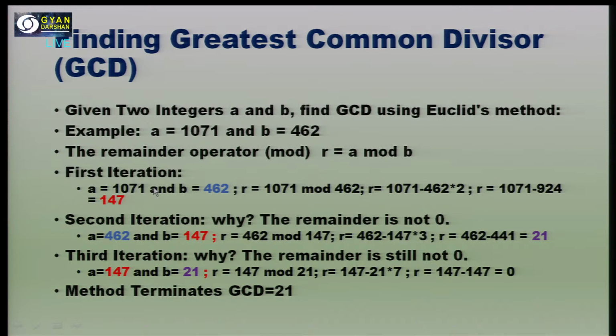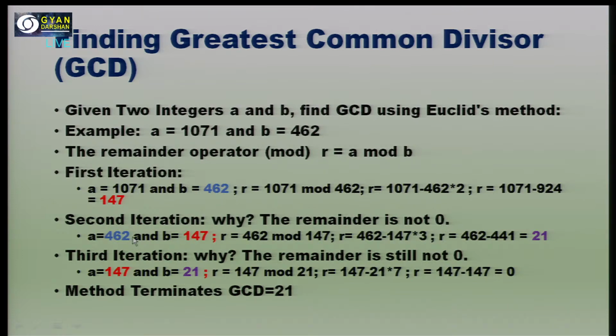Then in the next step of Euclid's algorithm, 462, which was b, will be transferred to a, because we want this iteration to continue while the remainder is not 0. As soon as the remainder becomes 0, that is the time you are going to stop this algorithm.